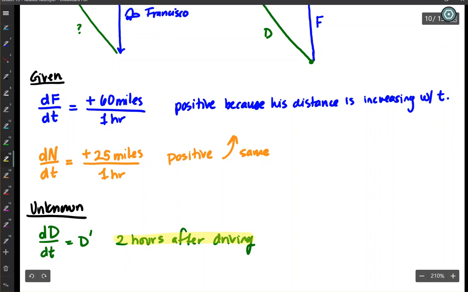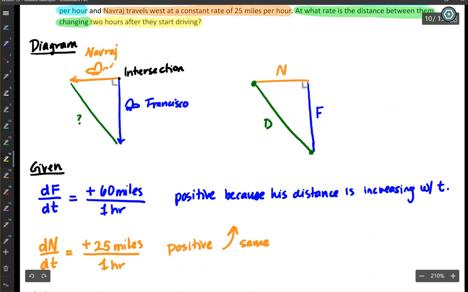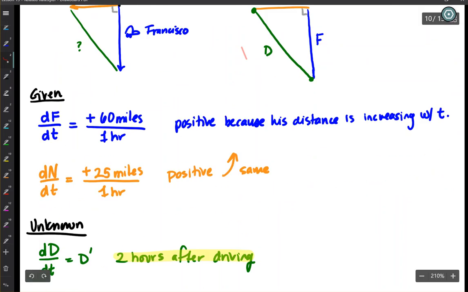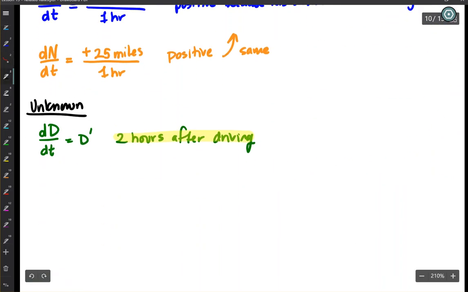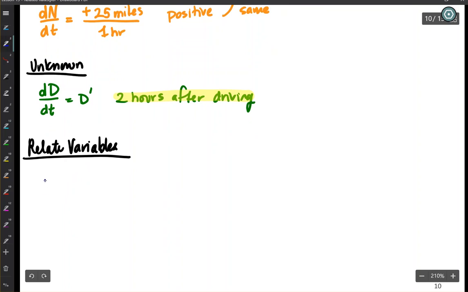Okay. So how are these unknowns related to each other? That's not so bad. That's the Pythagorean theorem. Or coming up with our equation or relating our variables. We have that f squared, that distance squared, plus n squared is equal to d squared.